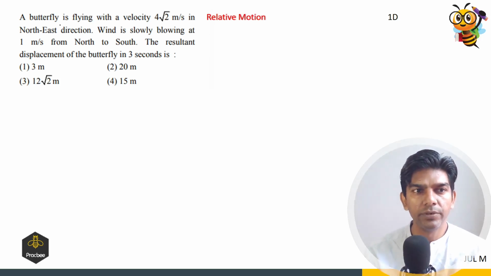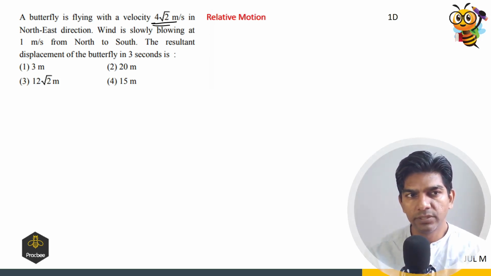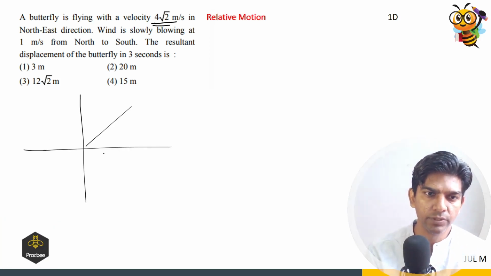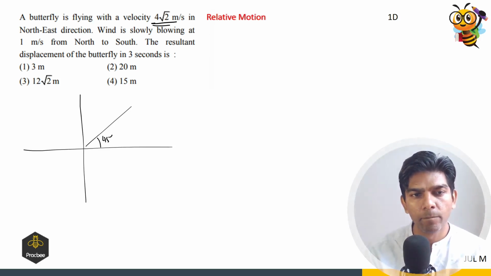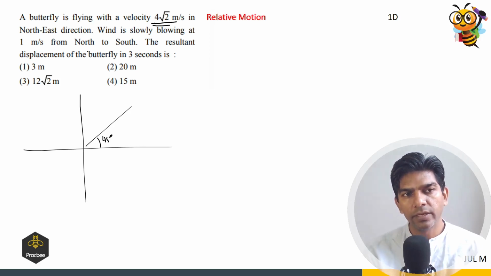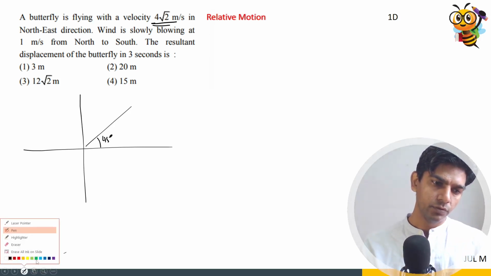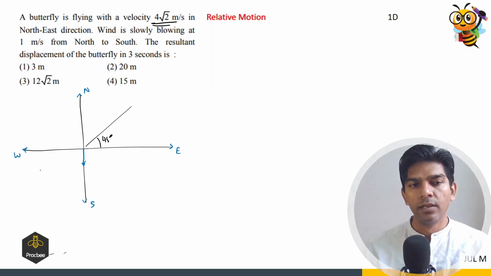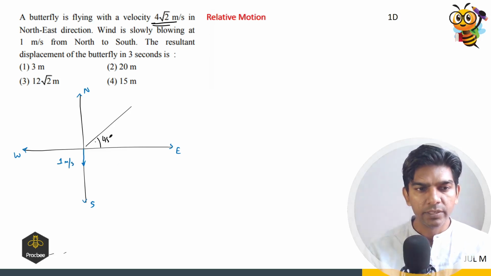Now let us see this question. A butterfly is flying with a velocity 4 root 2 meters per second in the northeast direction. In this particular direction, 45 degrees, right? With a velocity of 4 root 2. Wind is slowly blowing at 1 meter per second from north to south. So wind is blowing slowly from north to south in the downward direction. This is east, this is north, this is south, and this is west. And this is given as 1 meter per second, and the butterfly is moving in this particular direction with 4 root 2 meters per second.